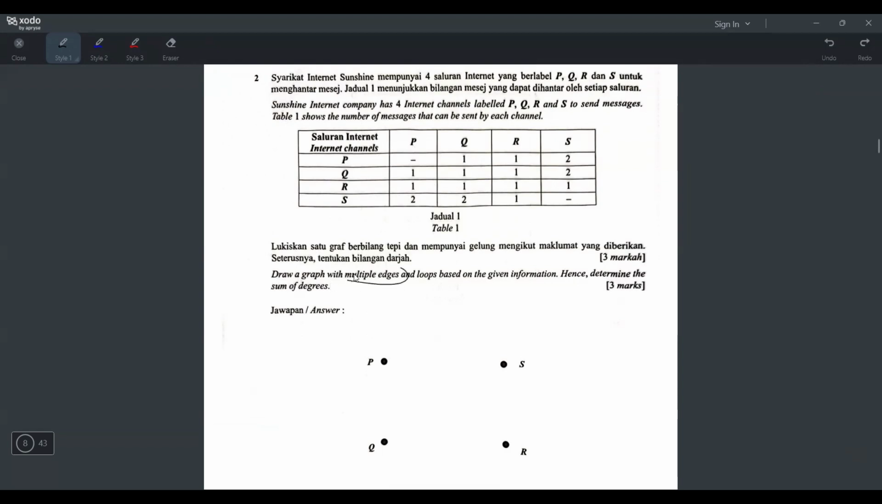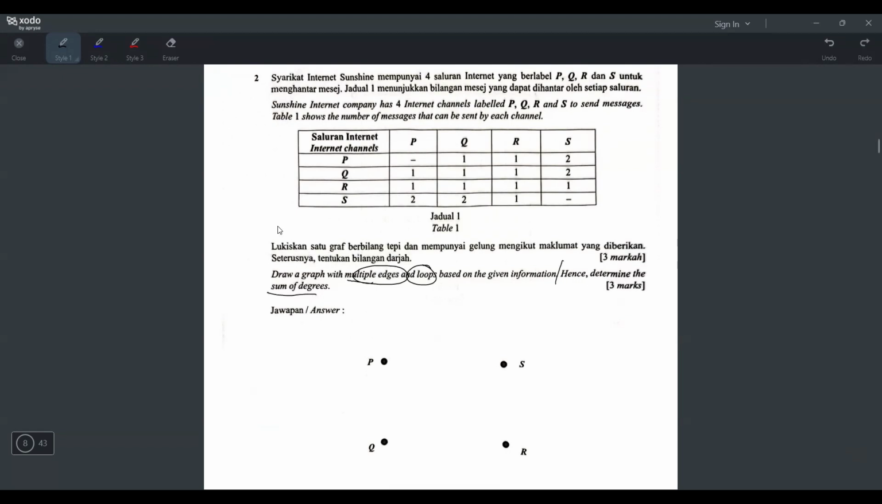Draw a graph with multiple edges and loops. It means this is not a simple graph. Yeah, because simple graph cannot have multiple edges and loops. So dia bukan graf mudah. Kalau dia ada multiple edges loop, dia bukan graf mudah. Dia bukan simple graph. Okay, so draw a graph with multiple edges and loops based on given information. Hence, determine the sum of degrees.